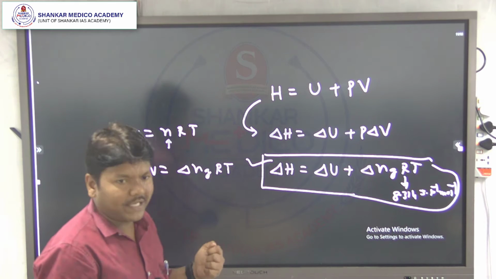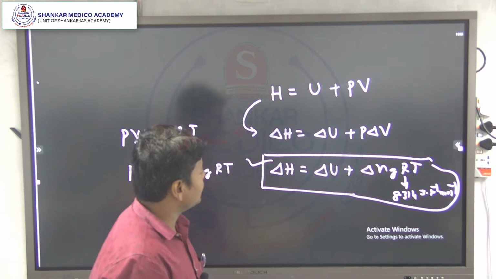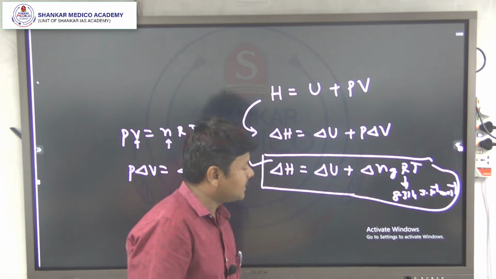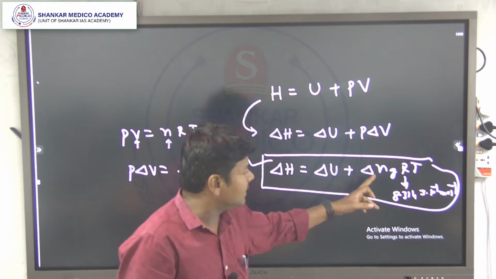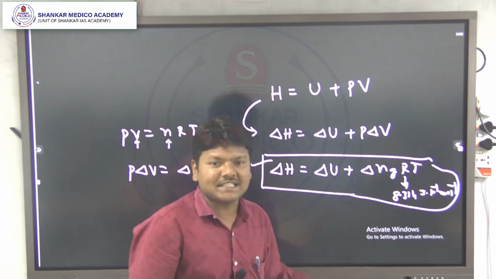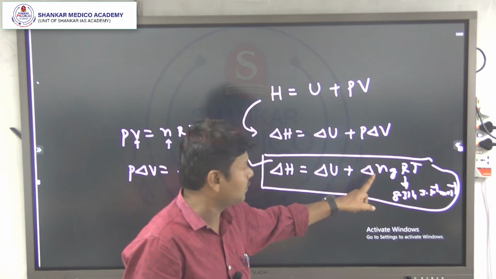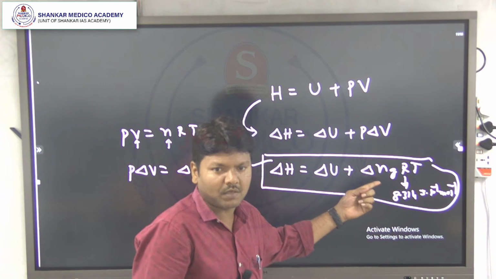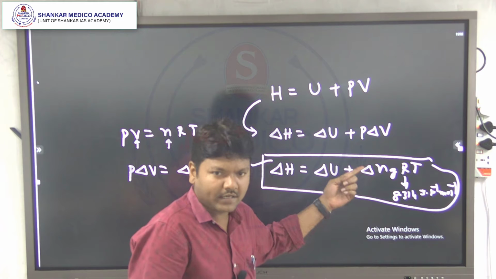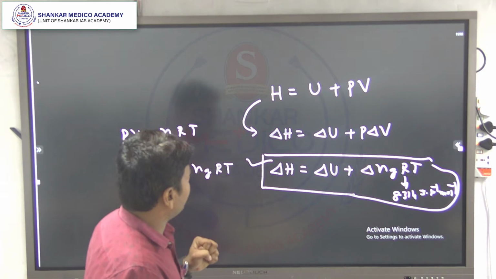Then where do we apply these things? What is meant by delta Ng? Delta Ng is nothing but the change in number of moles of products minus reactants of gaseous species only. That is one of the important things we need to know. It is only for the change in number of moles of products minus reactants of gaseous species. So how do we apply this formula?